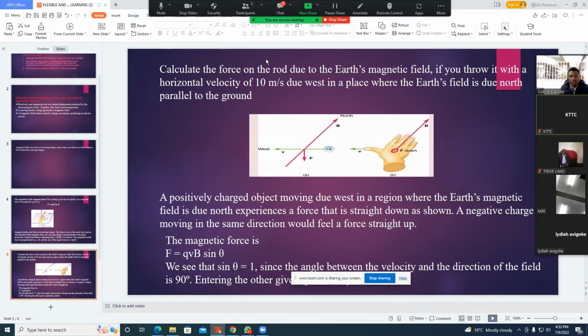So we want to calculate the force on the rod due to the earth's magnetic field. If you throw it with a horizontal velocity of 10 meters per second due west in a place where the earth's magnetic field is due north, parallel to the ground, then when you use your right hand, you find that we have the magnetic field that is due north, and the thumb showing the velocity.